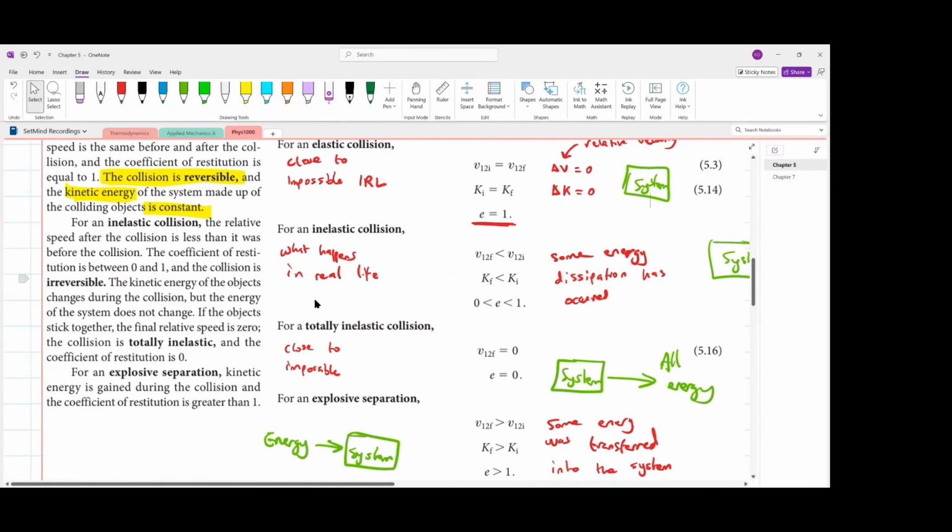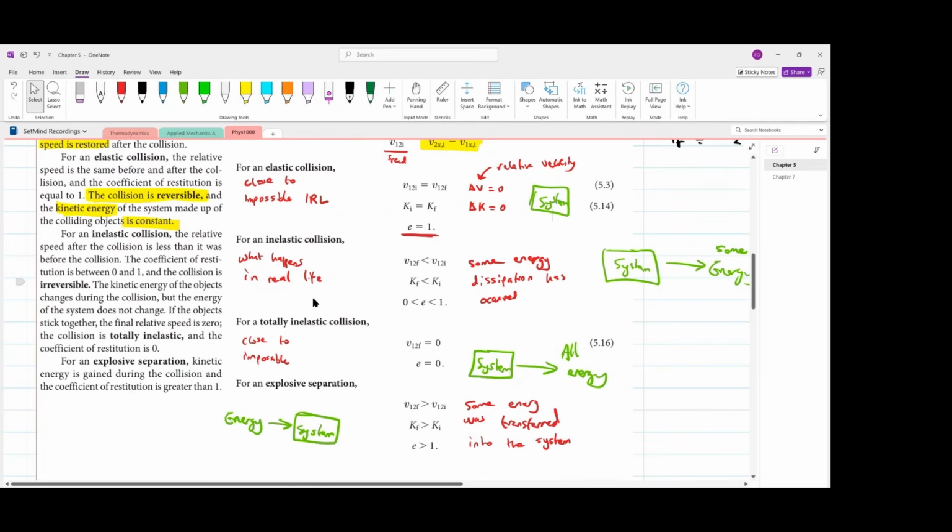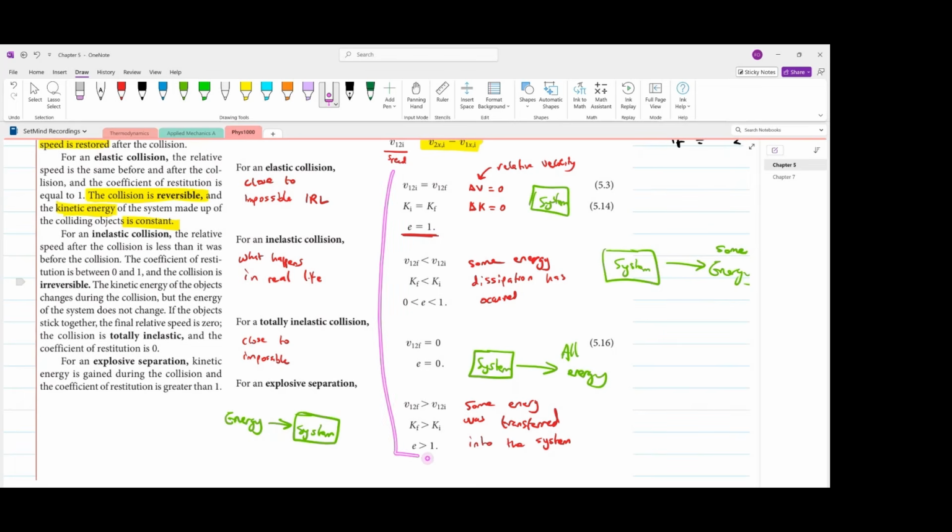It might seem like a lot now. Don't stress. When you do questions, you're going to see it is not actually that bad. You just need to know this for each case. So you need to know, okay, elastic E is 1, inelastic E is between 1 and 0, totally inelastic E is 0, explosive E is greater than 1. So if you can understand how E changes and what E means, then you will be fine, right?